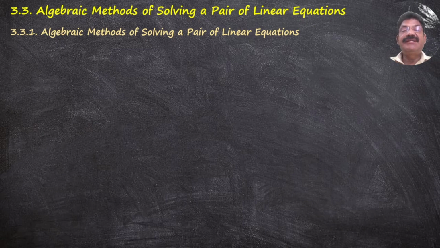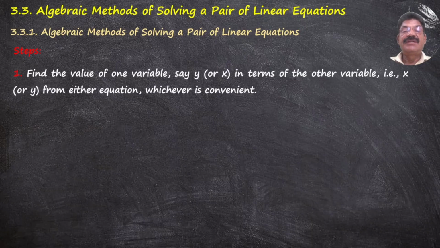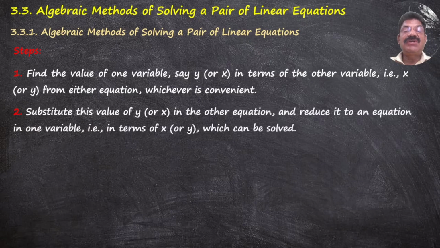Let us see the procedure involved in algebraic methods of solving a pair of linear equations. Step one: find the value of one variable, say y, in terms of the other variable, that is x, from either equation, whichever is convenient. Second step, substitute this value of y in the other equation and reduce it to an equation in one variable, that is in terms of x, which can be solved.